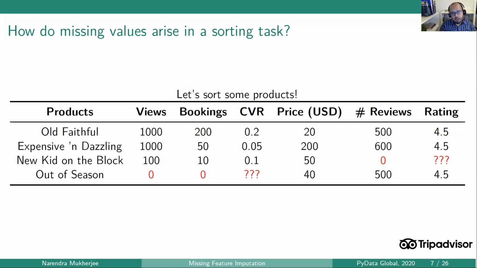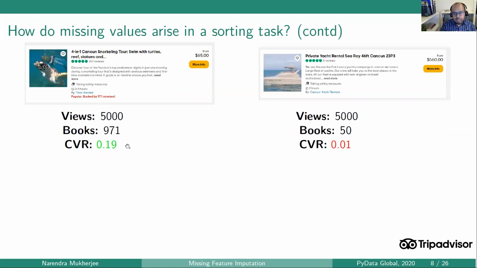So these are a couple of examples by which we can have missing values arising on our platform. But an even more common and pervasive situation in which missing values arise is if you also take into account the user's intent or user-related features when you are sorting products. So let's look at these 2 products over here. The one on the left is a snorkeling tour. Cost is $65. It's viewed 5,000 times, booked a bunch of times, so it has a high conversion rate. The one on the right is also viewed a similar number of times as the one on the left, but it is much more expensive. It's $560. It's a private yacht rental. It's not booked as often, probably because it's expensive, and it has a low conversion rate.